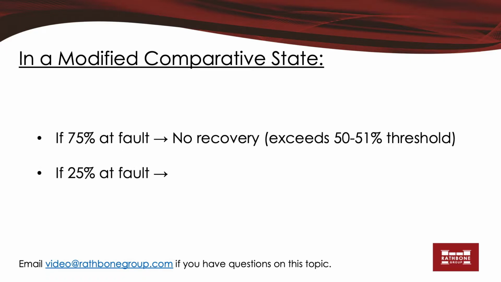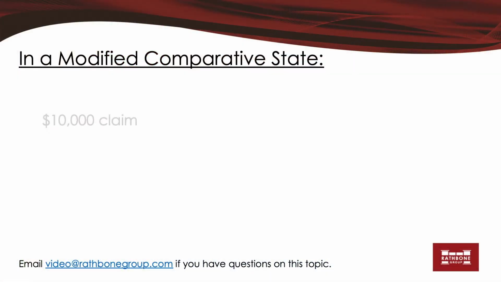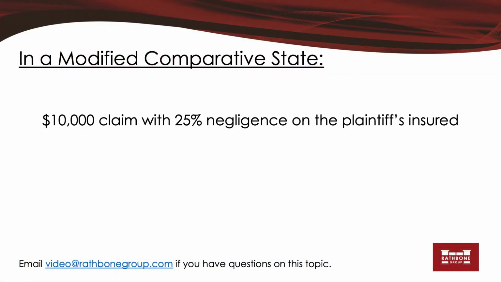However, if the jury or judge found that the insured by speeding was only 25% negligent, then that plaintiff's insured or the plaintiff carrier could still recover on their claim because the 25% is less than that threshold. However, the total damages are going to be reduced by that comparative fault percentage. So again, a $10,000 claim with 25% negligence on the plaintiff's insured would result in a $7,500 recovery.